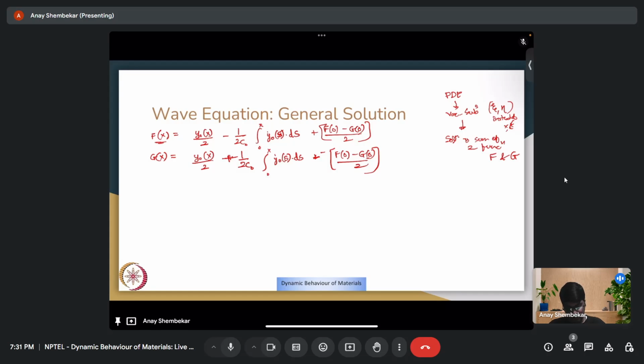Here, even though on the left hand side I'm using the variable x in both capital F and capital G, it does not necessarily relate to the displacement x. This is just talking about the function capital F and function capital G. So once you have x, you can convert them to zeta and eta by the relation x minus c naught t and x plus c naught t, and then plug those into capital F and capital G to obtain your general solution at the point x comma t.